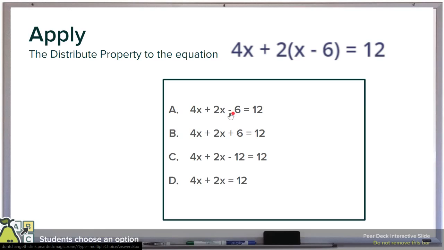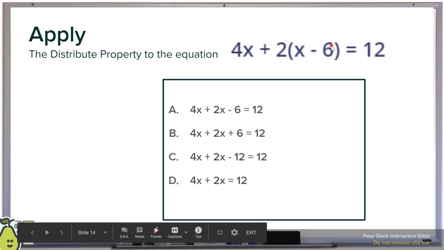Choice A, they forgot to multiply 2 through. Choice B, they messed up completely. The sign is wrong. Choice D, they didn't even bother with the 6. So yeah, choice D is very wrong.